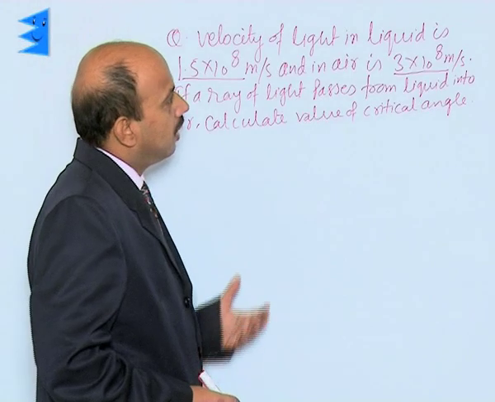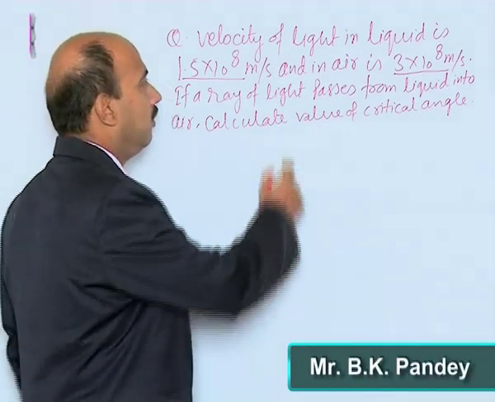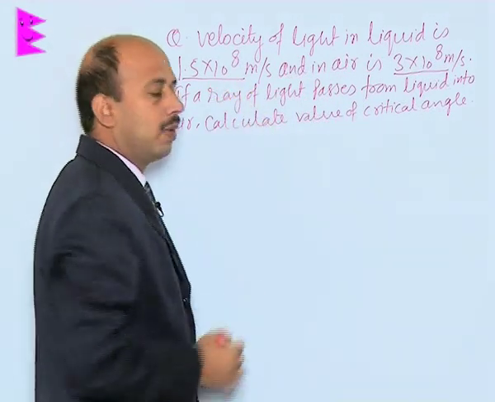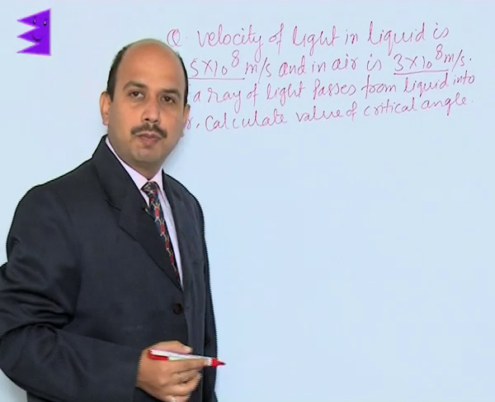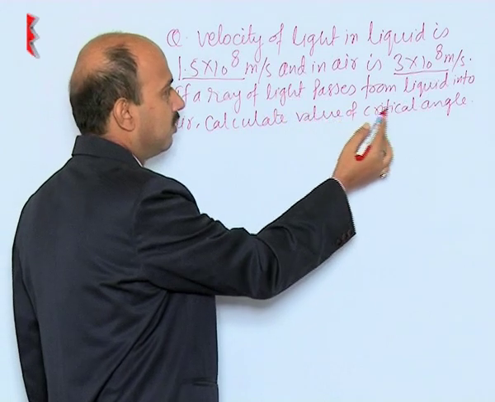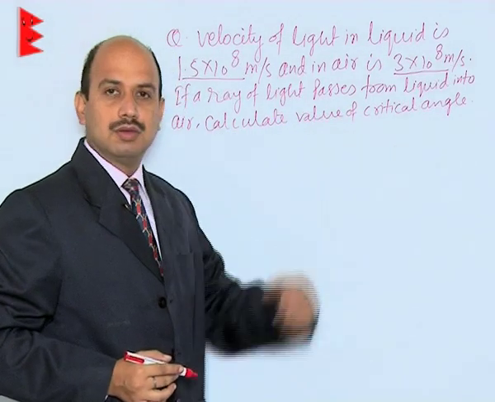Now see here, an example based on total internal reflection of light. The velocity of light in a liquid is 1.5 × 10^8 meter per second and in air is 3 × 10^8 meter per second. If a ray of light passes from liquid into air, calculate the value of critical angle.